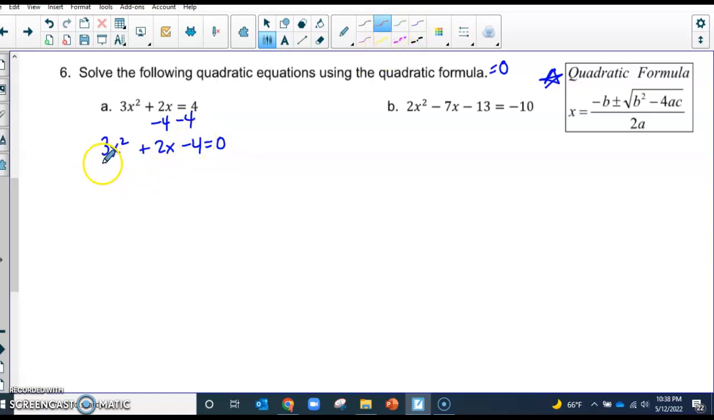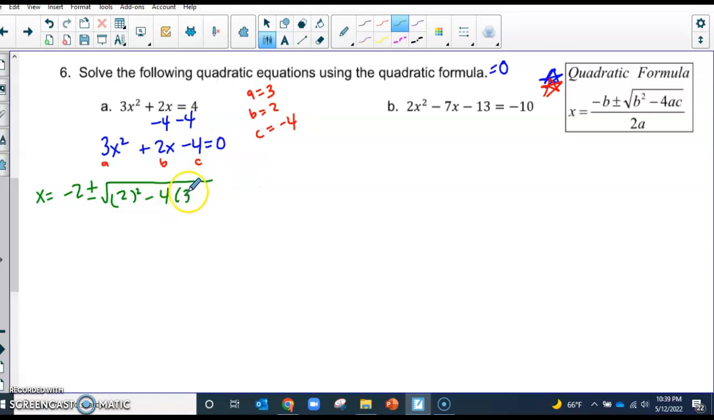Now I need to look at my A, my B, and my C. My A is 3, my B is 2, my C is -4. Using this equation over here, I'm going to plug in what I know. So I've got x equals -b, so -2, plus or minus the square root of b squared, 2 squared, minus 4 times A times C, all divided by 2 times A.